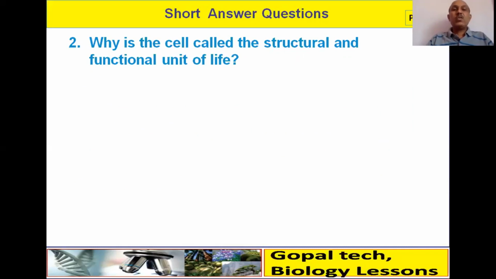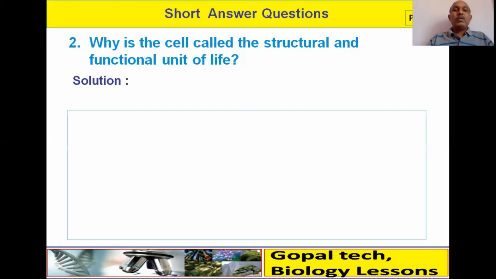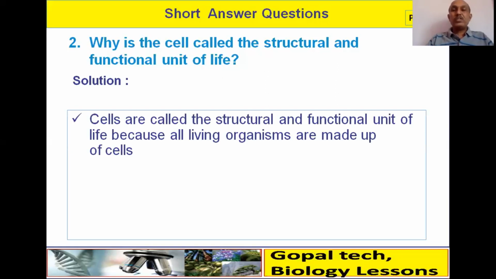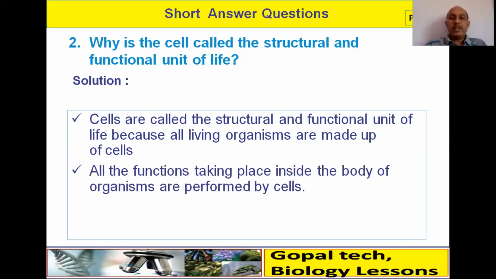Why is the cell called the structural and functional unit of life? Very simple. Cells are called the structural and functional unit of life because all living organisms are made up of cells. Therefore it is called the basic structural and functional unit. All the functions taking place inside the body of an organism are performed by cells.